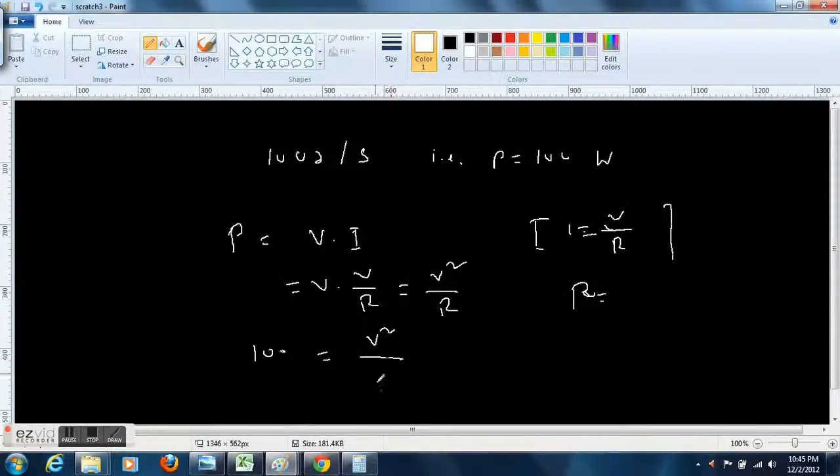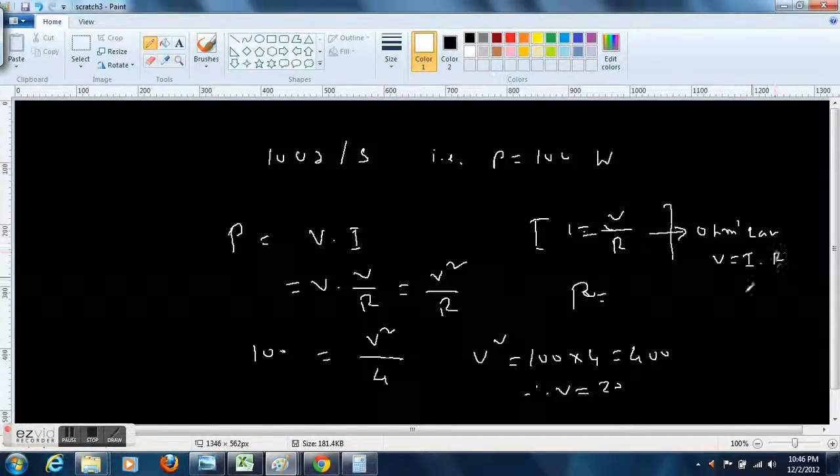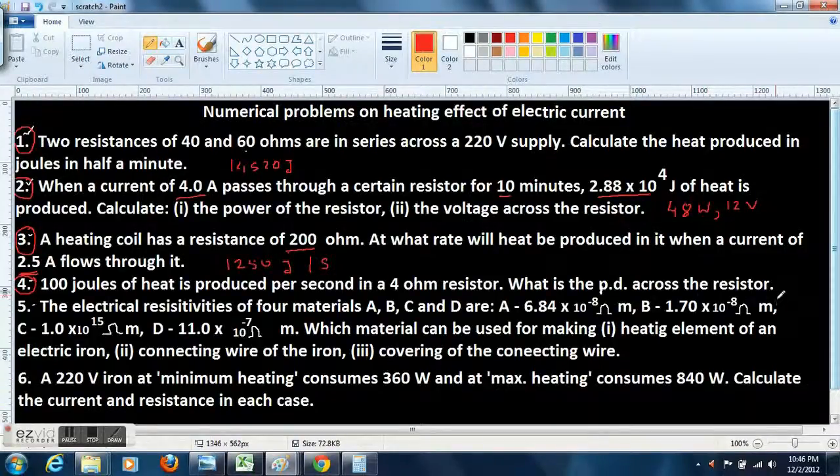Now value of P is 100, V is unknown. So 100 equal to V square upon R. R is 4 ohms. Therefore V square equal to 100 into 4, which is equal to 400. Therefore V equal to 20 volt. So that is the answer. So just let me explain a little bit here what I did with P equal to V into I. I need to find out the value of V. So in place of I I replaced I with V by R. That is coming from Ohm's law. Ohm's law states that V equal to I into R. That means I equal to V upon R. So I replaced I by V upon R. Therefore this is 20 volt.